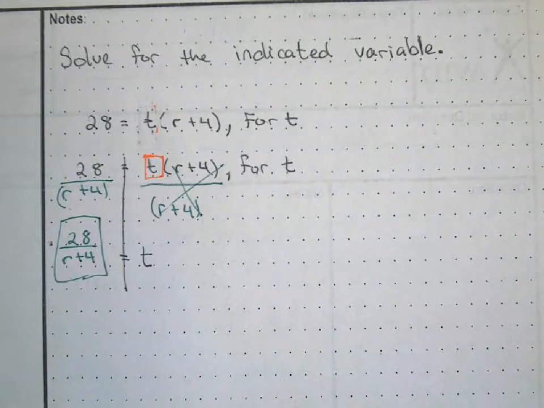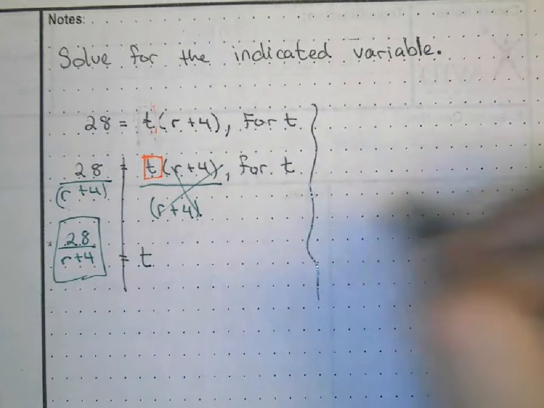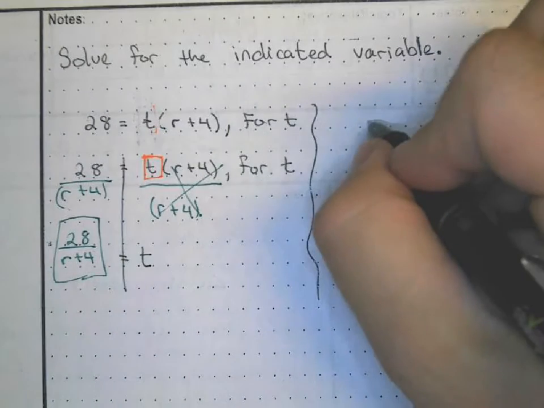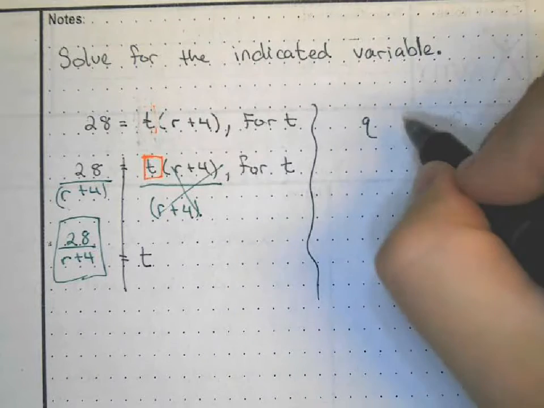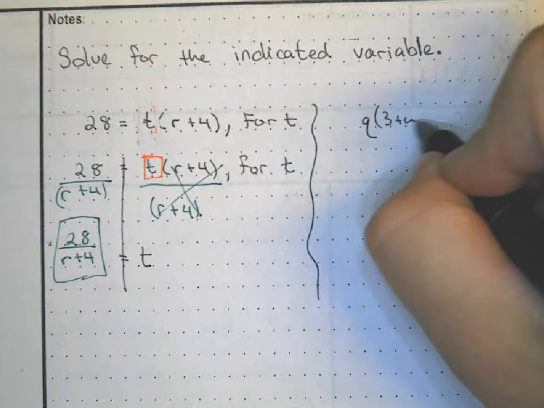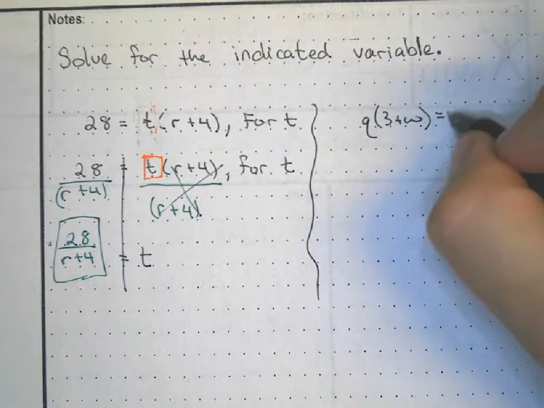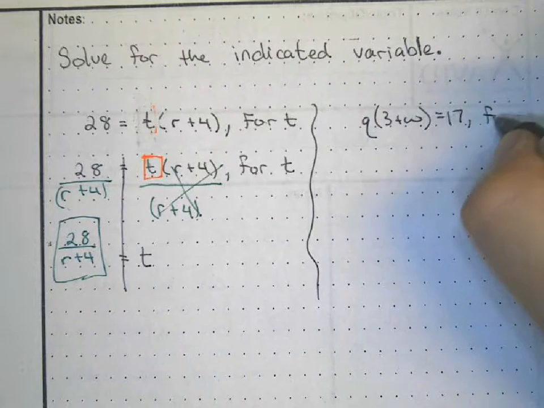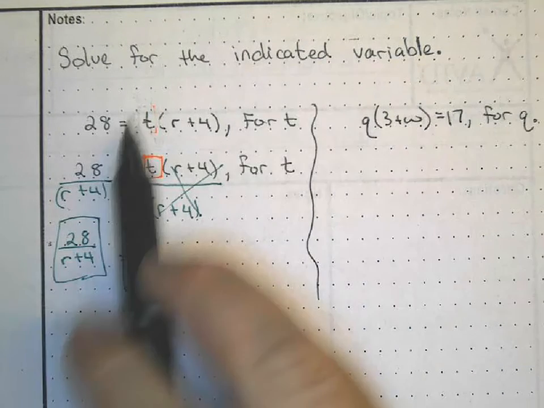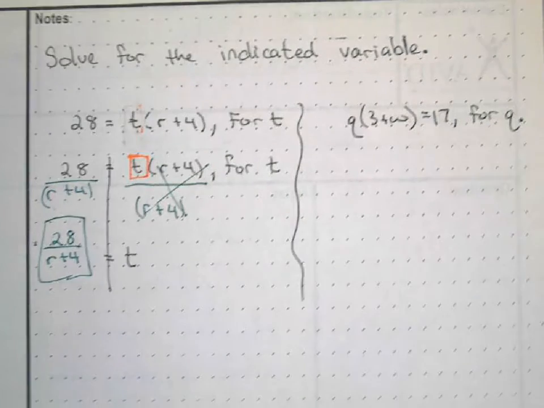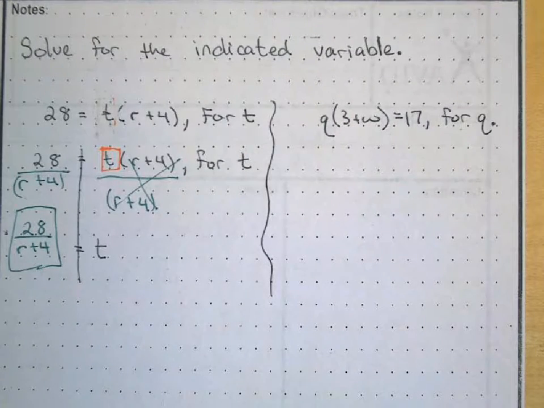So I'd like you to try a similar one. We're going to have Q times 3 plus W equals 17, and I want you to solve for Q. So solving for the indicated variable, and we're going to solve for Q. So go ahead and pause right here and try this one on your own.